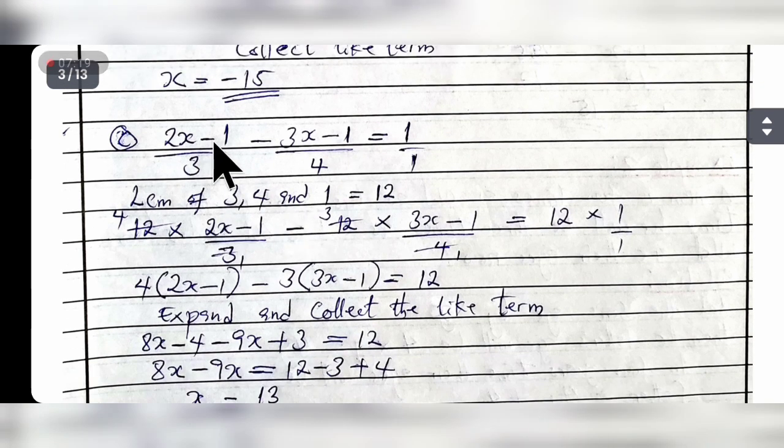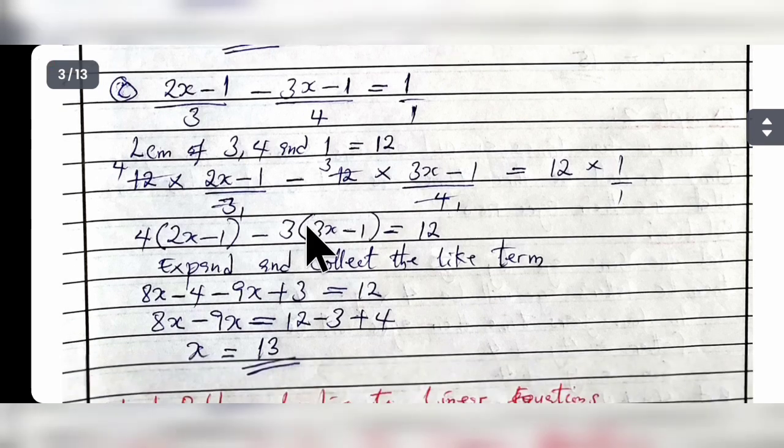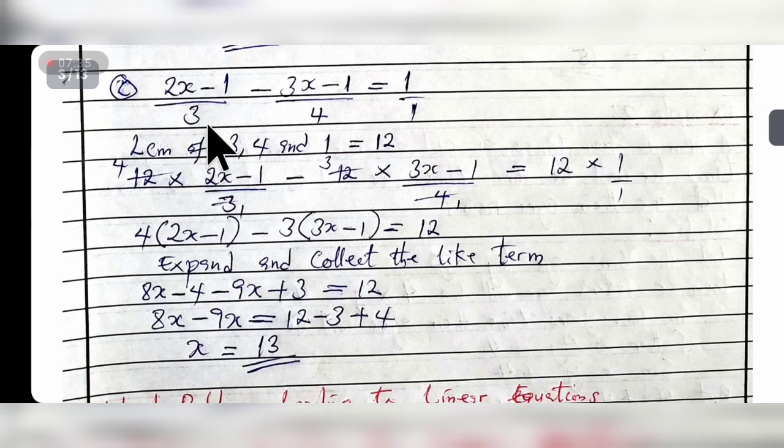If you look at this example 3, we have two sets of fractions. Of course, they are on the left hand side, and then one is on the right hand side. We can find the LCM and multiply through. Okay, so the LCM between 3, 4, and 1 is 12. So you multiply through the equation by 12, each of these terms by 12. So 12 times the whole of this minus 12 times the whole of this fraction equals 12 times 1.